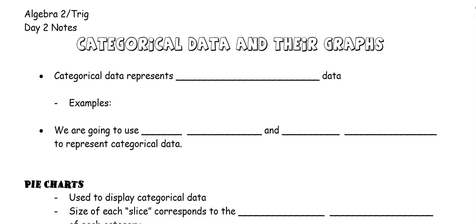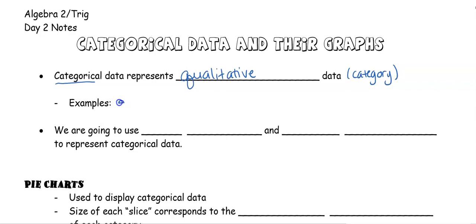Hi, today we are going to be talking about categorical data and how we can represent that data in different kinds of graphs. So categorical data is representing qualitative data. So an example of qualitative data is something that you can put in a category.